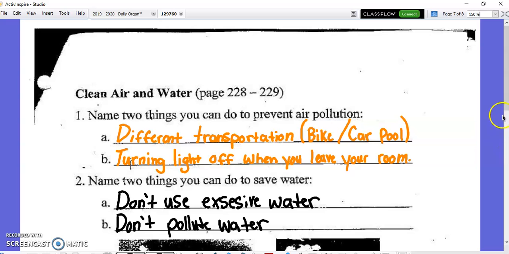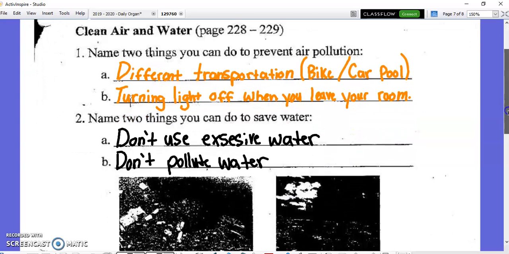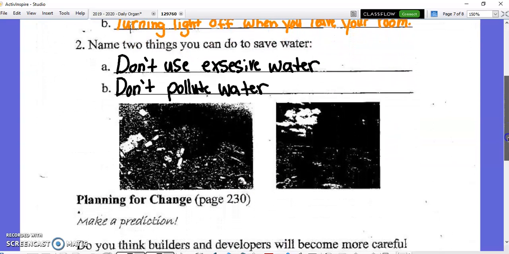2 things you can do to save water. Don't use excessive water. So when you're brushing your teeth, shut the water off. And don't pollute the water. Don't pour things into the water that would then pollute it.